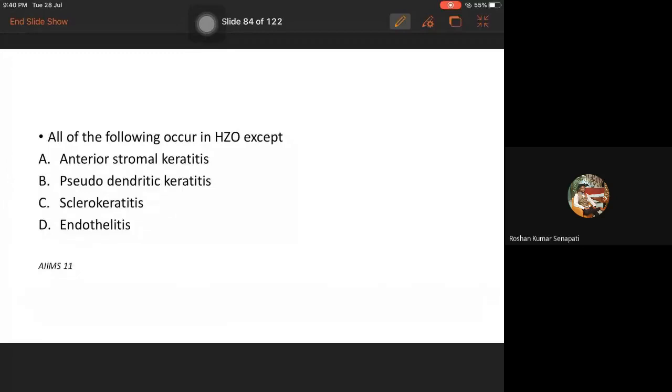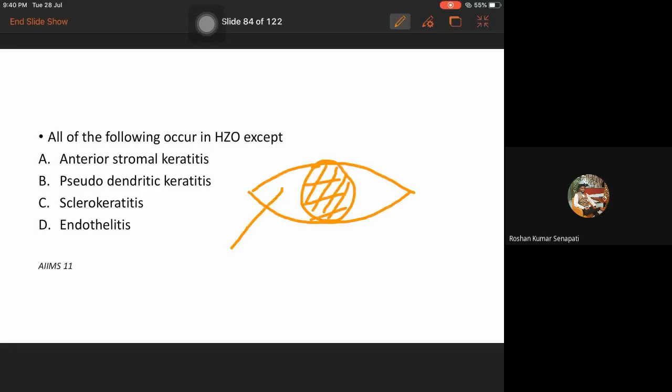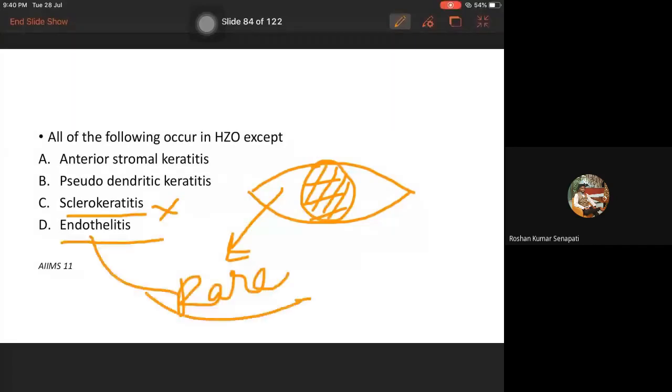I told you, right? See, you go from here. Very simple. Suppose this is the eyeball. See, the cornea is involved. Most commonly, the cornea will be involved. Okay. This is the sclera. Sclerokeratitis is rare. Okay. This is rare. But again, endothelitis, because of the anterior uveitis, is also a very common presentation of herpes zoster ophthalmicus. So the only option is sclerokeratitis.